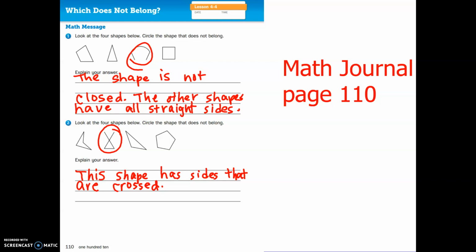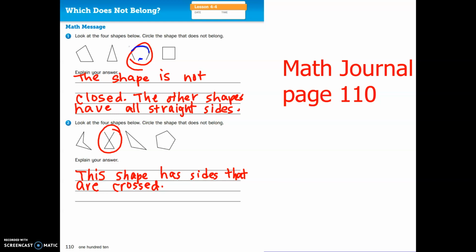Okay, you should have the same 2 shapes circled that I do. And here's why I circled those particular shapes. Well, the shape that I circled for number 1, it's not closed. There's an opening right here, okay? All the others are closed. All their sides touch. And the other shapes all have straight sides, where this one has one curved side. So that's why that one, I feel, doesn't belong.